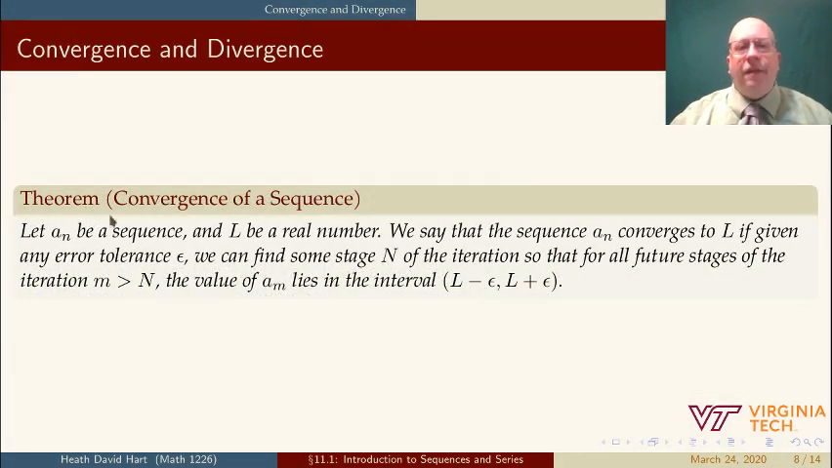We can state this as a theorem. Let a sub n be a sequence. Let L be a real number. We say that the sequence a sub n converges to L if, given any error tolerance epsilon greater than 0, we can find some stage of the iteration so that for all future stages of the iteration, the value of a sub m lies in the interval L minus epsilon, L plus epsilon.